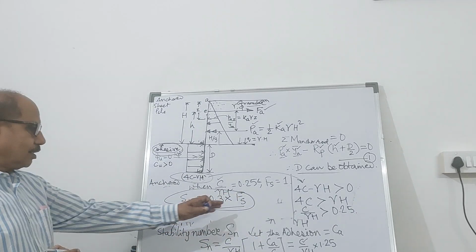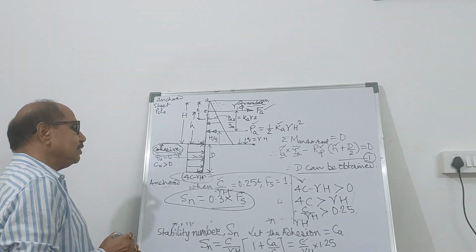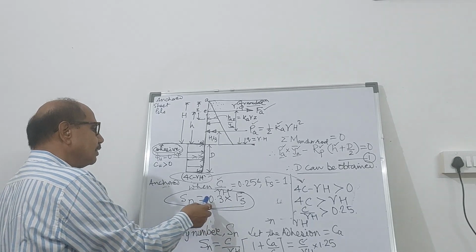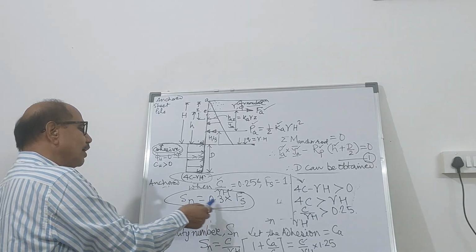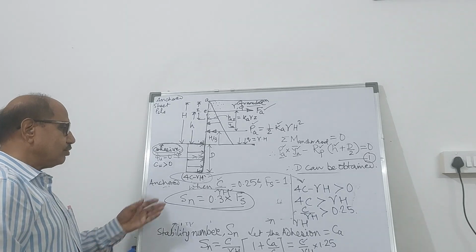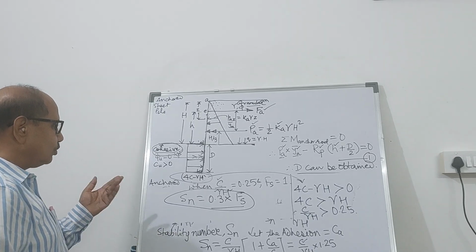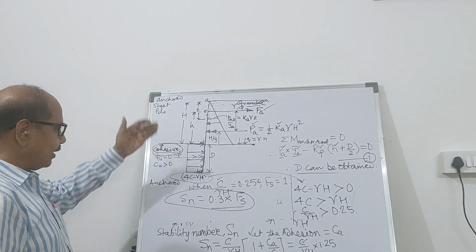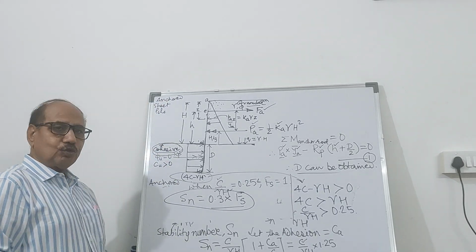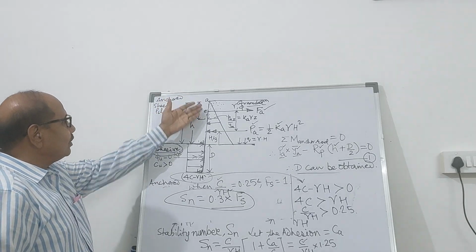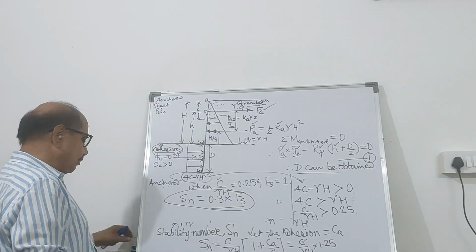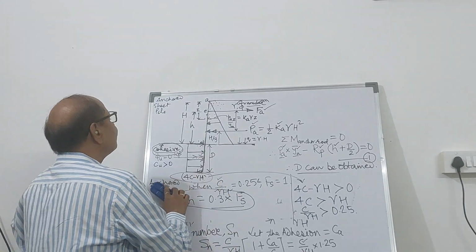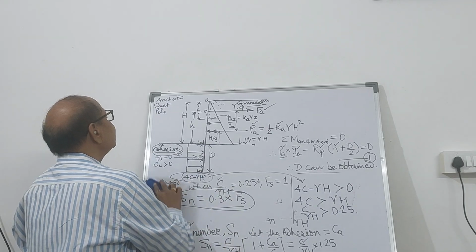So for a factor of safety, usually 1.5 minimum, you can find out the stability number, and you can predict what should be the maximum height of an anchored sheet pile. So friends, I have not taken the effect of the water table. Let's take the effect of the water table also and see how the pressure distribution diagram is going to change.